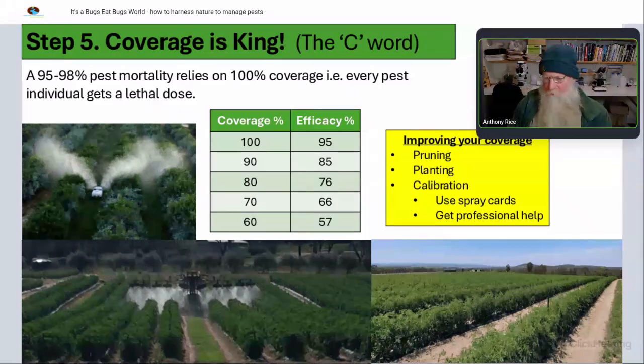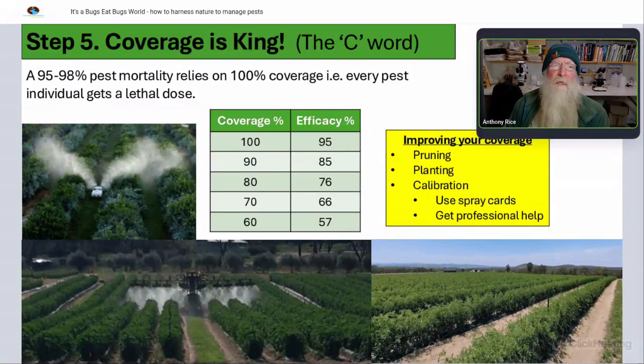The reason that it's important is that if you assume that, and it's not an assumption, it relies on it. So 95 to 98% pest mortality relies on 100% coverage. That is, every pest individual gets a lethal dose. If they're not getting that, if your coverage is dropping down to 90%, that's actually pretty good. Your efficacy is getting down to 85%. 80% coverage, 80 down to 60.